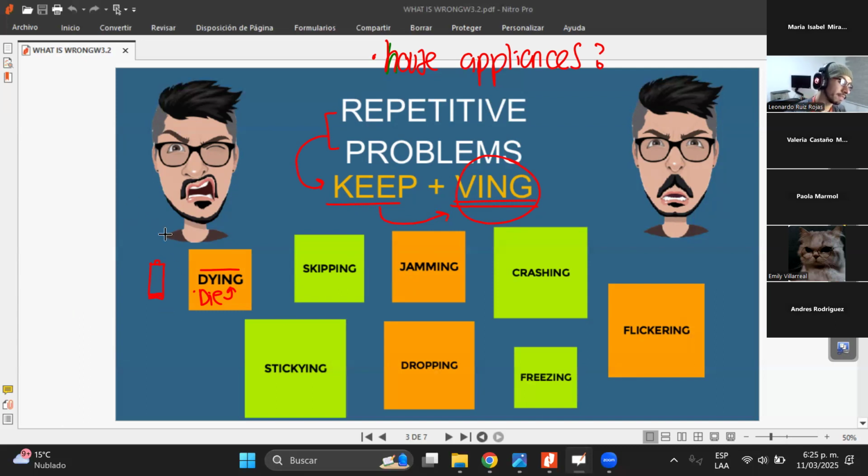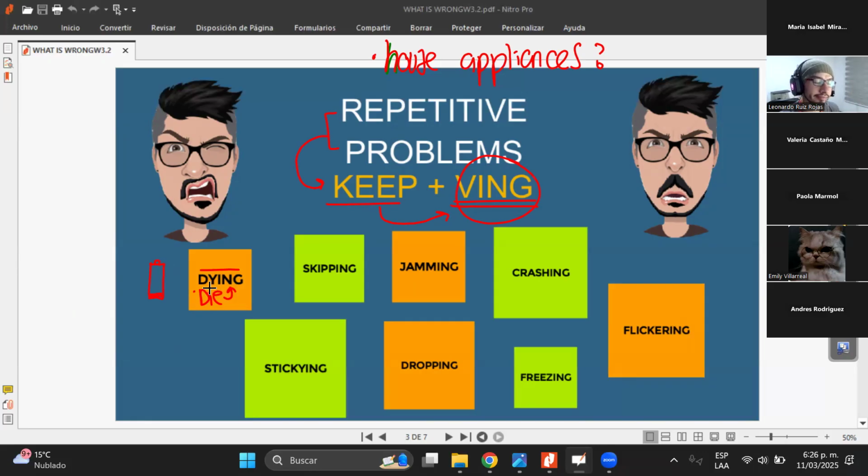For example, the battery of my cell phone keeps dying. Dying means that it runs out of battery. Could be, for example, the battery of the computer, of the laptop, the battery of the MP3, the battery of the iPhone, the battery of the iPad, objects with batteries that we have. The AirPods battery, so different kinds of objects that have battery, like rechargeable battery.